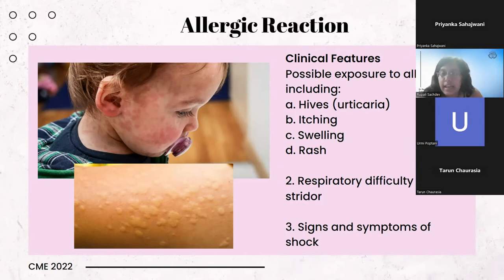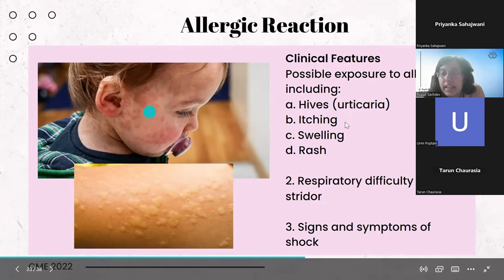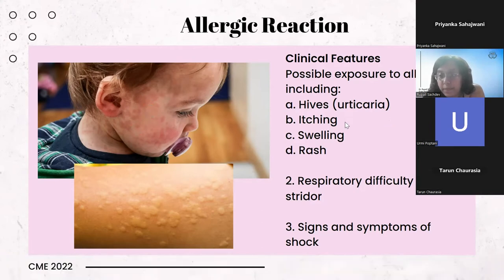And what you will see is something called hives, urticaria, which are these elevated bumps on the skin that you can see here on the skin and on the face. They'll come with severe itching all over the body. So how do you differentiate between an insect bite and an allergic reaction? In an insect bite, you will have localized itching and redness over only the bitten area. Whereas in an allergic reaction, you will have generalized hives, generalized itching, overall facial swelling, the limbs are swollen, and you'll also have a rash.